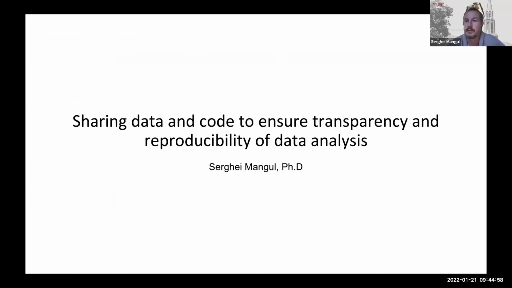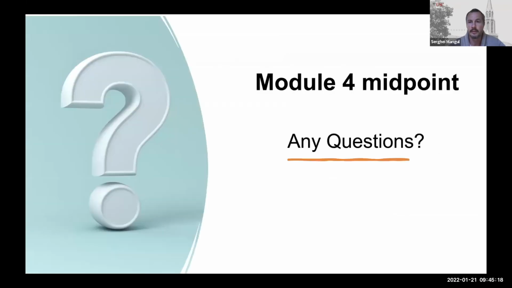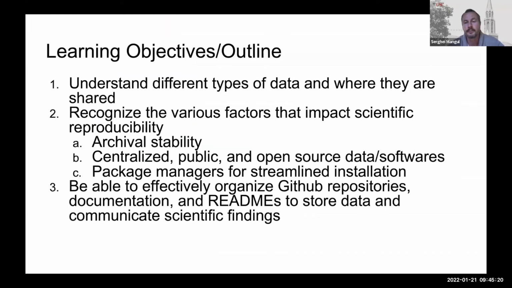So this is module 4, the second part of module 4. We would like to continue talking about GitHub, but more so in general lines, how we would share the data and code to ensure transparency and reproducibility.